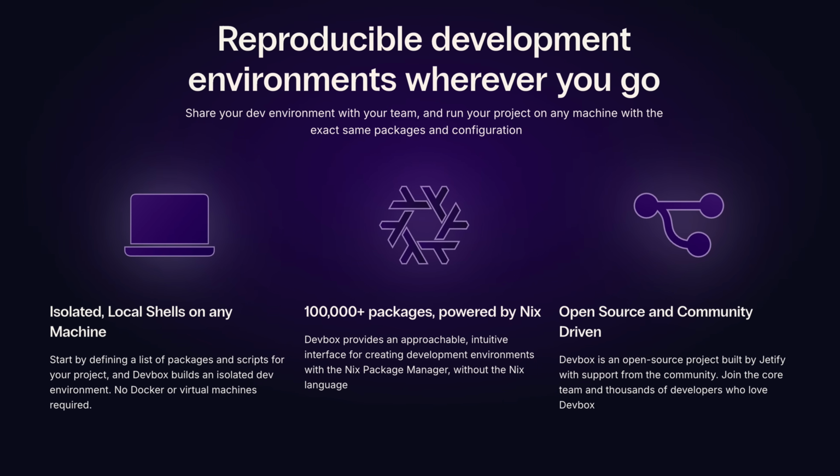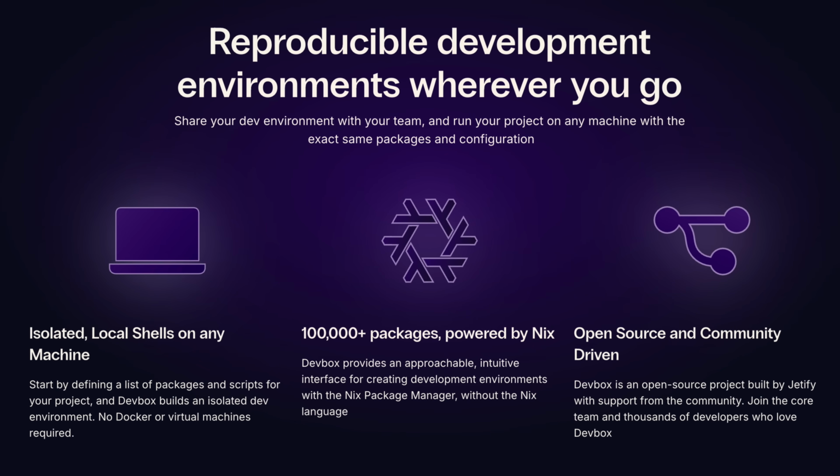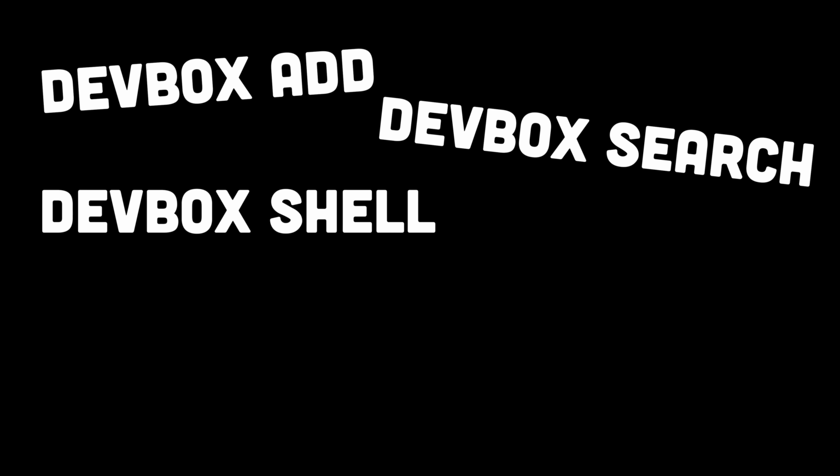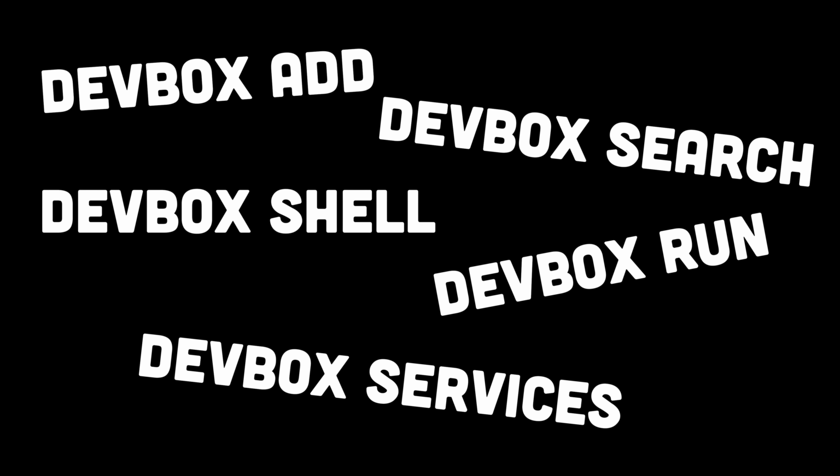The hard part is that Nix can feel like a whole new world. There are a lot of concepts that are great, but not exactly friendly when all you wanted was the right Node version. Devbox shows us something different here. It says, what if we kept the reproducibility, but made the workflow feel normal? So instead of writing Nix expressions, you can use commands like devbox add, devbox search, shell, run, services. All of these commands are much simpler. And your project gets 2 important files.